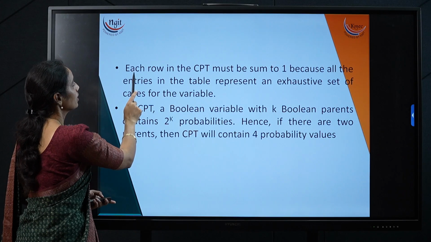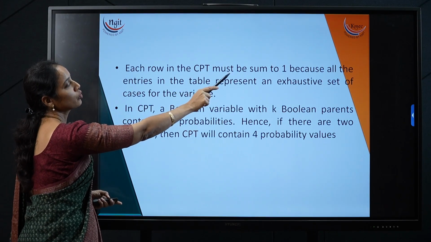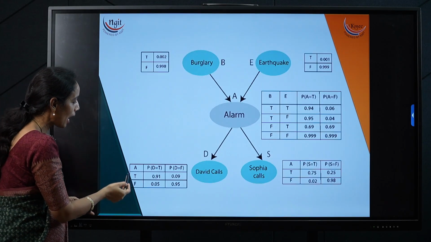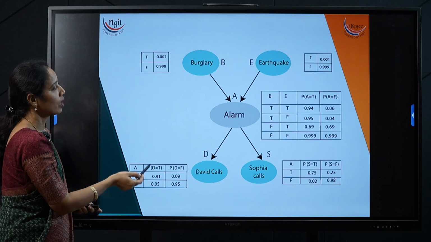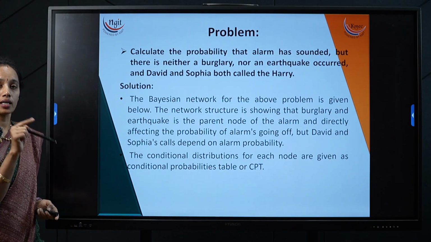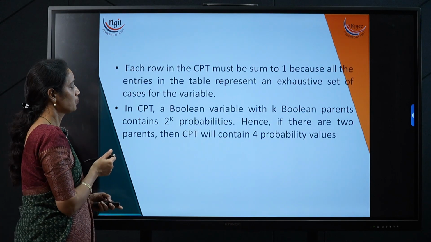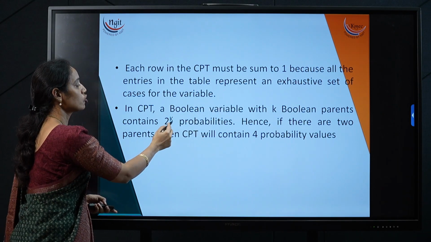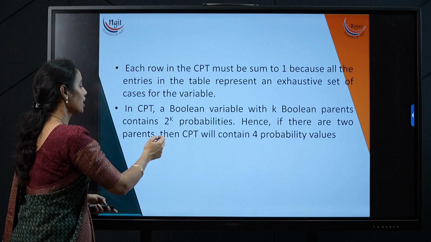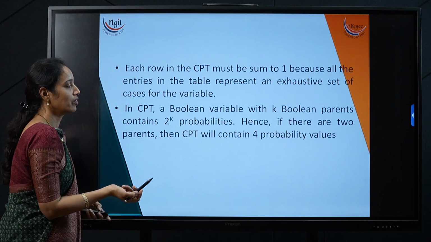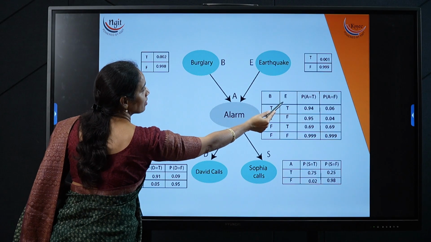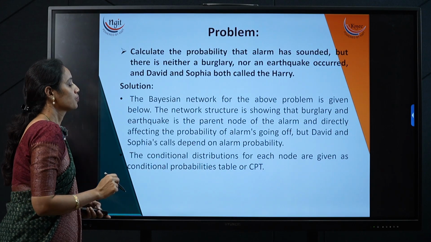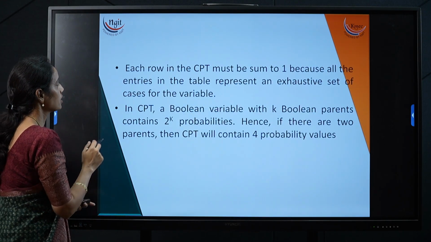I already told you that each row in the CPT must sum to 1, because all the entries in the table represent an exhaustive set of cases for the variable. So when we add these two, that should be equal to 1. That is one condition whenever we are creating a conditional probability table in the Bayesian belief network. And one more thing, in a CPT, a Boolean variable with k Boolean parents contains 2 to the power k probabilities. That's why if there are 2 parents, then the CPT will contain 4 probability values. So see here, we have 2 parents. That's why this particular conditional probability table has become 4 by 4. Okay, so these are the conditions.